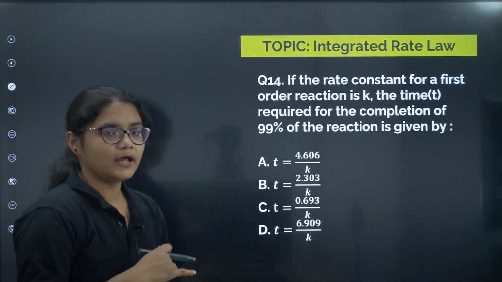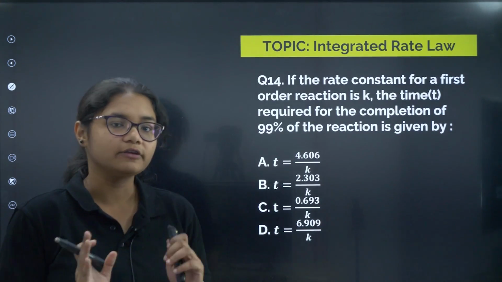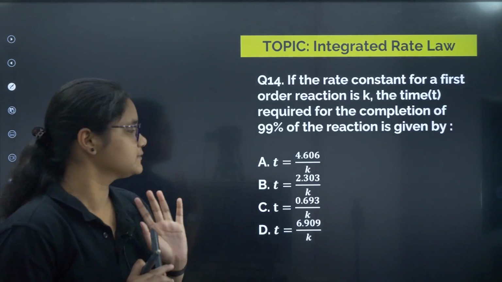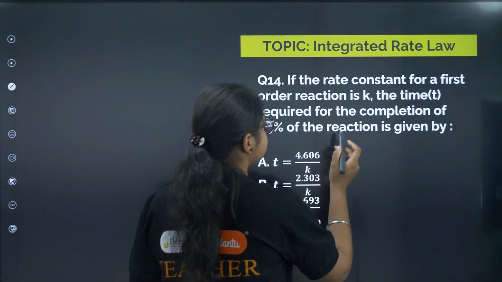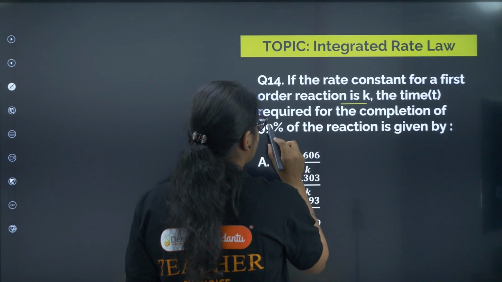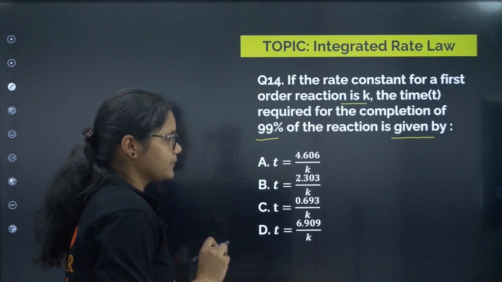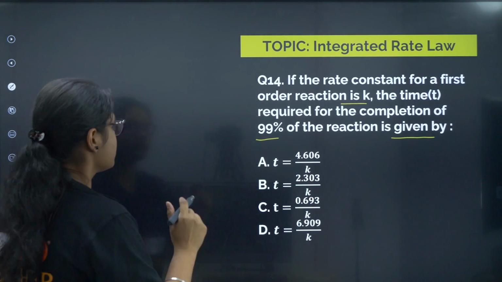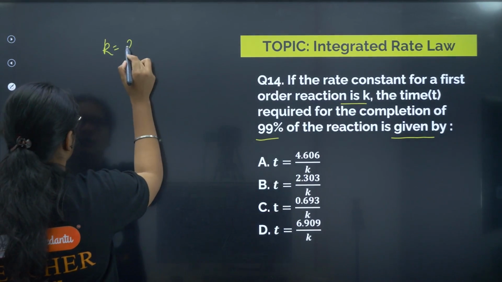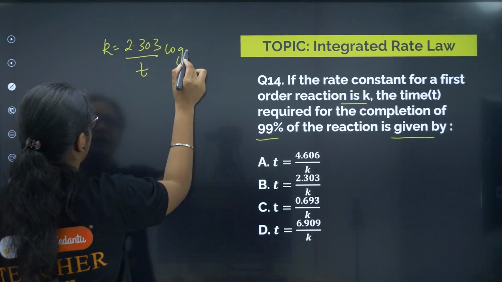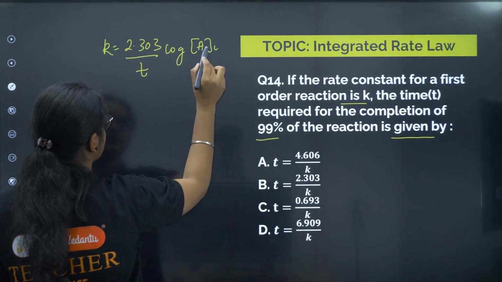Now we'll go to another topic, that is integrated rate law. Here you should remember the formulas for zeroth order and first order reactions. Now, if the rate constant of a first order reaction is K, the time T required for the completion of 99% of the reaction is given by. First, let us write the integrated rate law. K equal to 2.303 by T log of A naught by A, right?